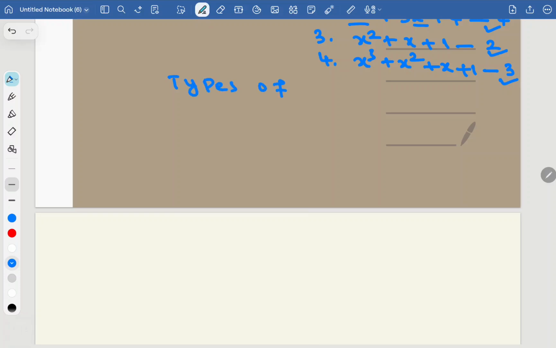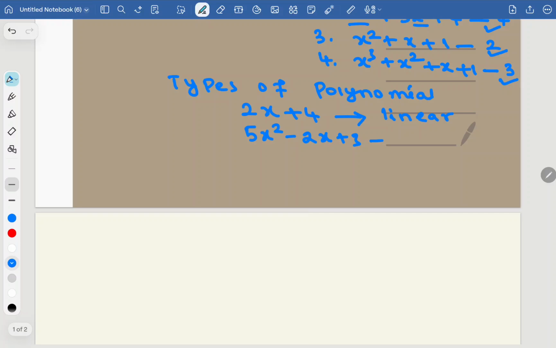Types of polynomial. 2x plus 4, degree is 1, we call it a linear polynomial. 5x square minus 2x plus 3, degree is 2, it is a quadratic. 4x cube minus 5x square plus 6, highest power is 3, degree is 3, we call it a cubic polynomial.